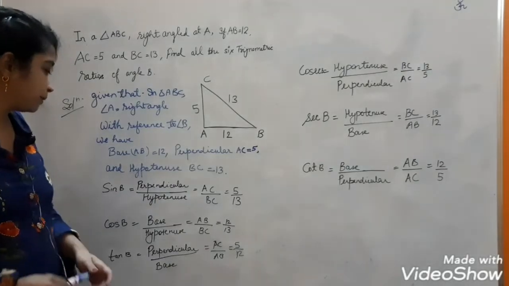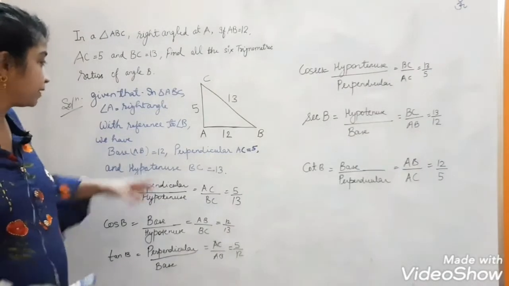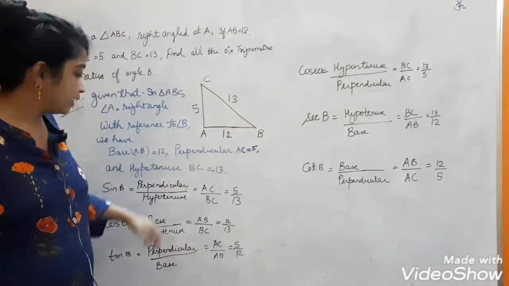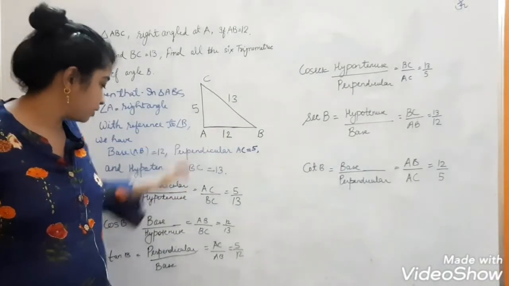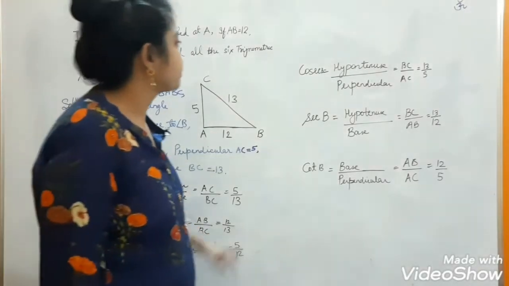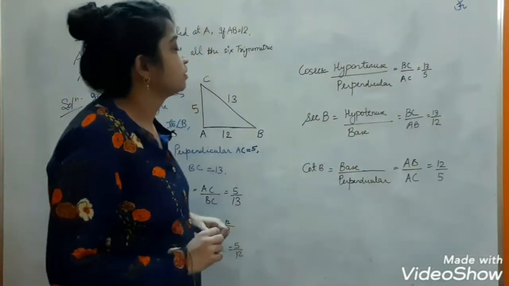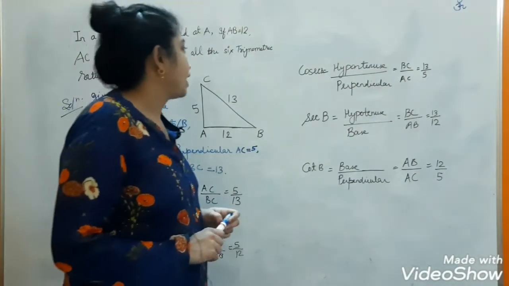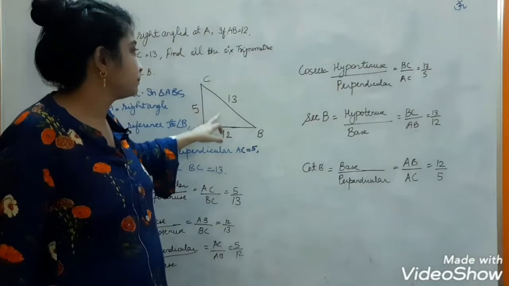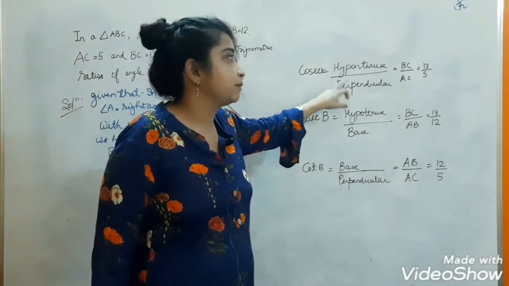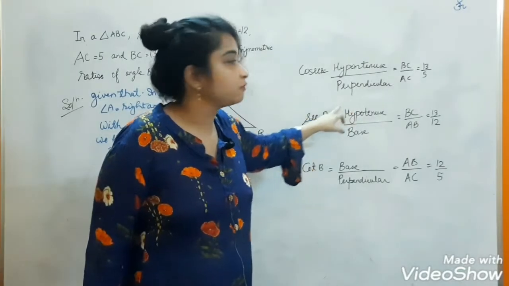Tan B is equal to perpendicular upon base. Perpendicular की वैल्यू क्या गिवन है? AC, which is equal to 5 and AB is equal to 12. AC upon AB is equal to 5 upon 12. Cosec B, the value of cosec B is equal to hypotenuse upon perpendicular. Hypotenuse is BC and perpendicular is AC. Hence from here cosec B is equal to BC upon AC, which is equal to 13 upon 5.